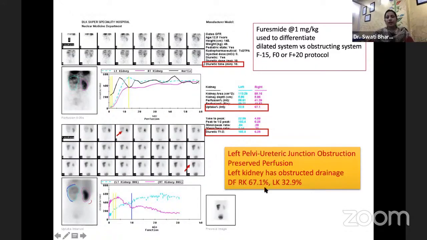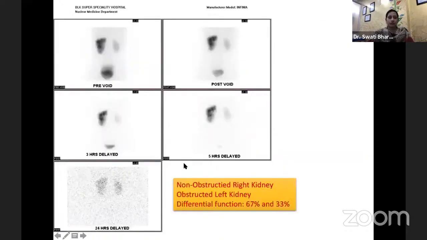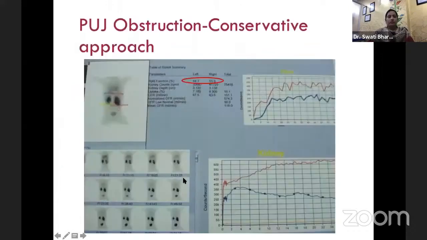So this patient had left pelviureteric junction obstruction, and as we can see in the delayed images, at 5 hours, at 3 hours, the contrast continues to be there in the left kidney. As against, this is another patient with pelviureteric junction obstruction.